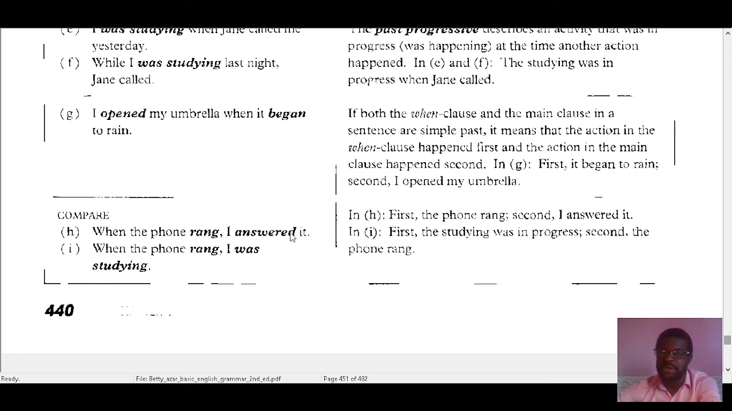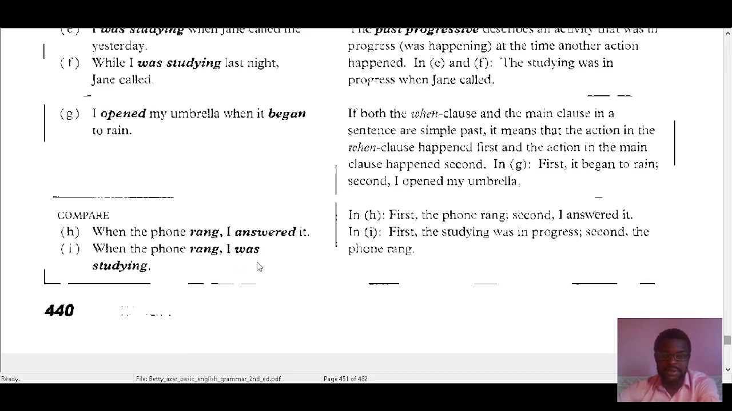So I answered it. You see, that is exactly what they're talking about when they talked about the when clause and the main clause. So the main clause here is I answered it. But the when clause is when the phone rang. Again here, when the phone rang, I was studying. So the when clause here is what? The phone rang. But the main clause is what?